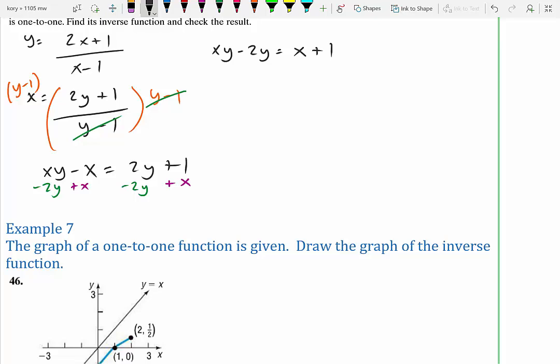Do you see anything in common? So let's take it out. Can we get y by itself now? Yep. Divide by x minus 2. So we have y equals x plus 1 over x minus 2.